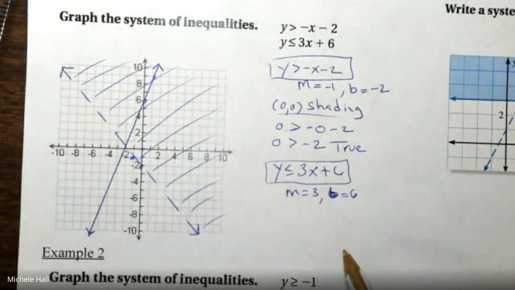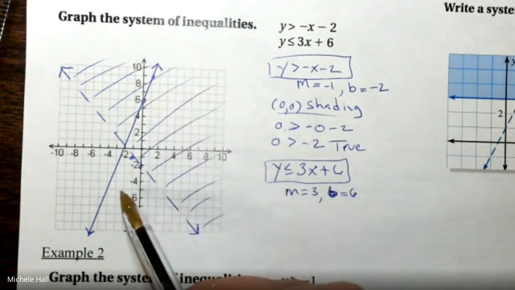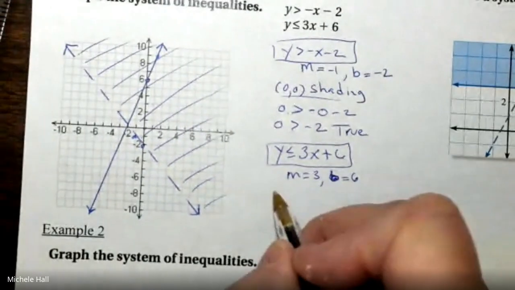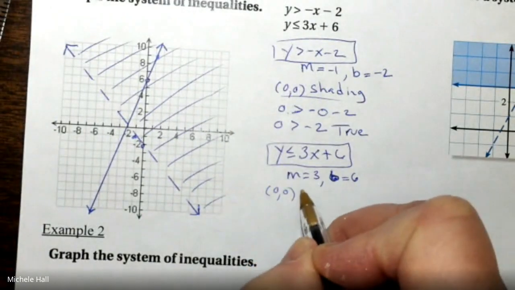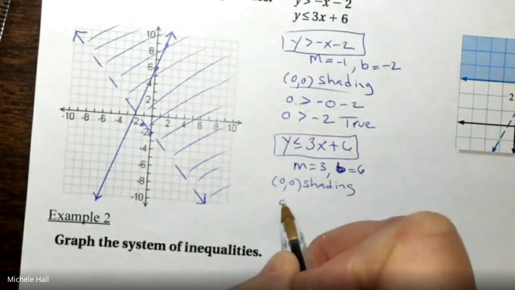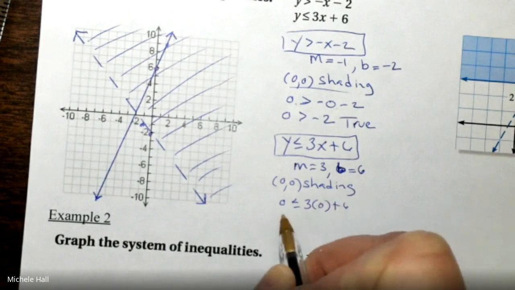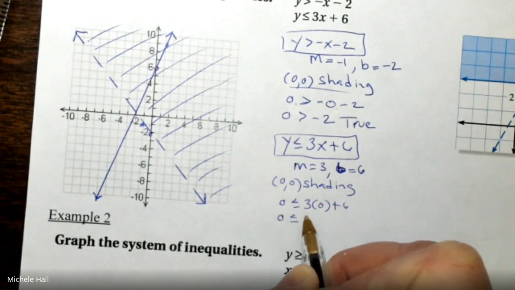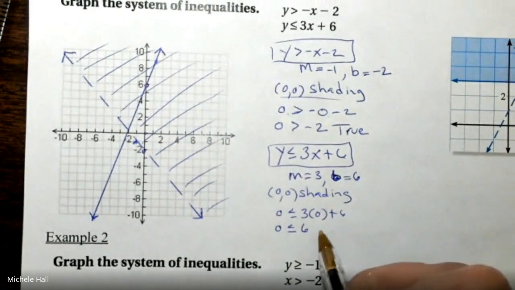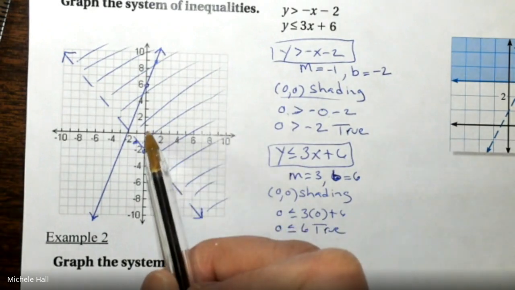And I'm going to check for shading. I'm going to pick 0, 0 again. If I get a true statement, I'll be shading on the bottom of the line. If I get a false statement, I'll be shading on the other side of the line. We have 0 is less than or equal to 3 times 0 plus 6. We get a statement that says that 0 is less than or equal to 6. That is true. That means I'm going to be shading on this side where 0, 0 was.